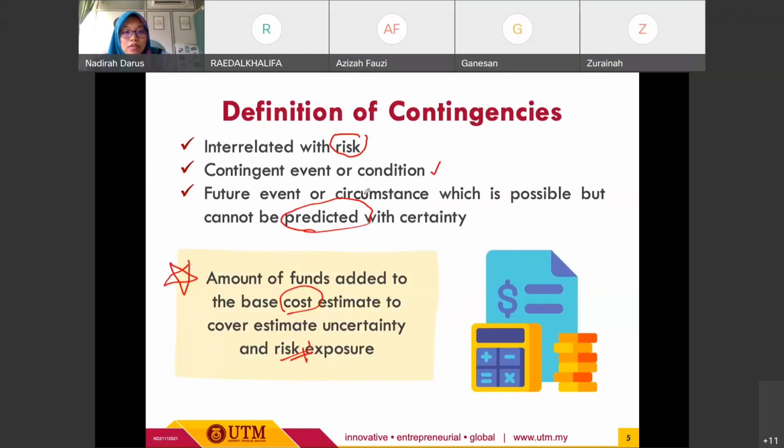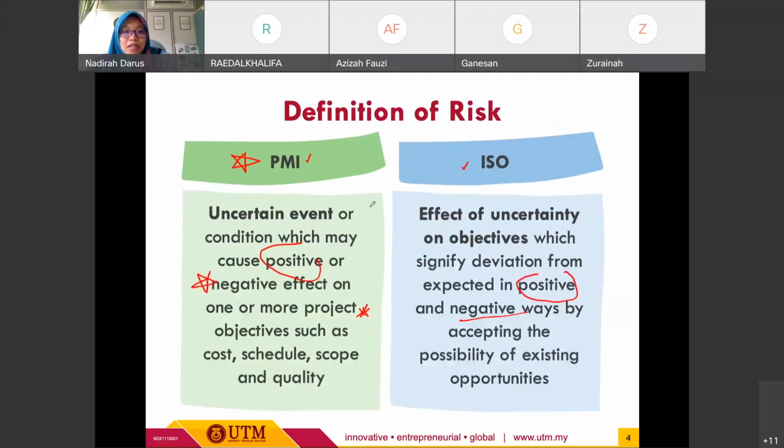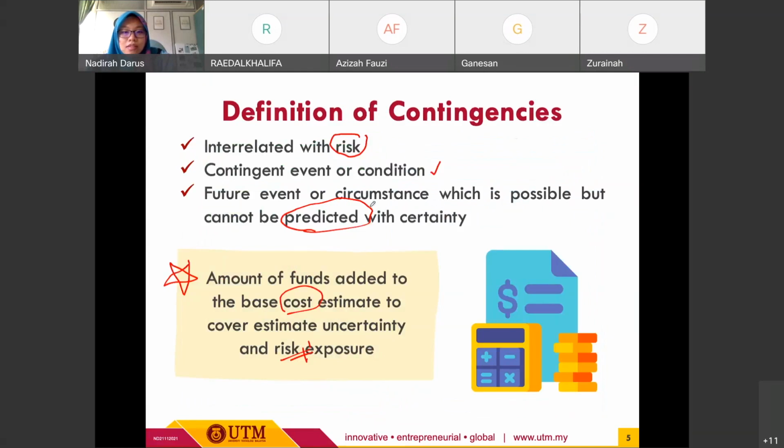All right, so the next one. Right, so far, is everything clear for these risks and contingencies? Yep. All right, okay.